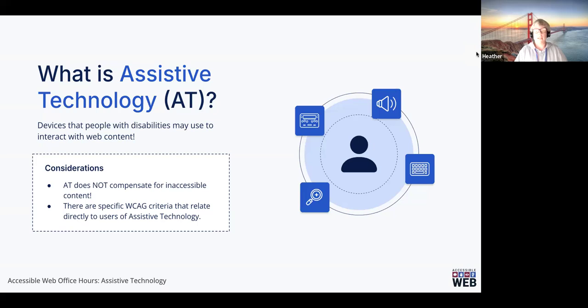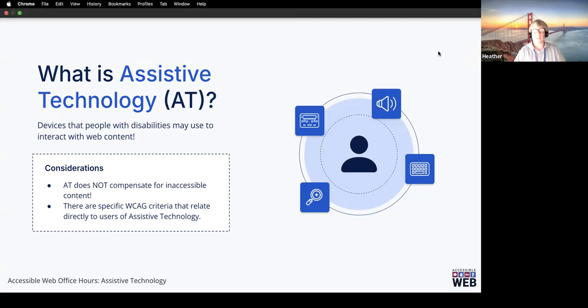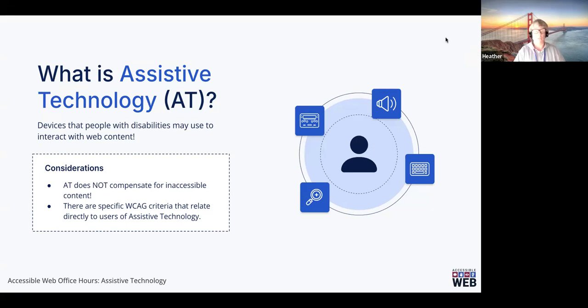Also known as AT, assistive technology is hardware and/or software solutions that enable users with disabilities to perceive, operate, understand, and interact with digital content. Although we're going to concentrate today on assistive technology in the digital space, it is important to note that a wide variety of AT also exists in the physical world.